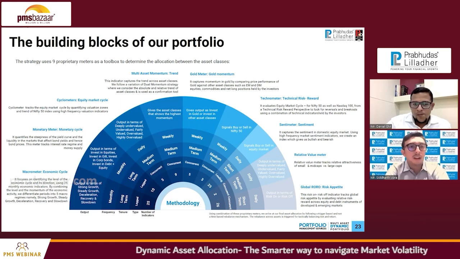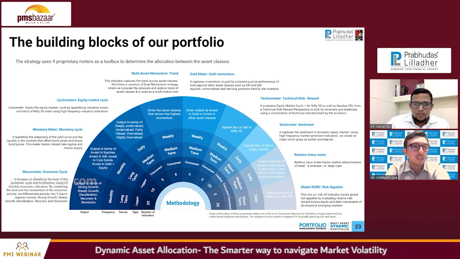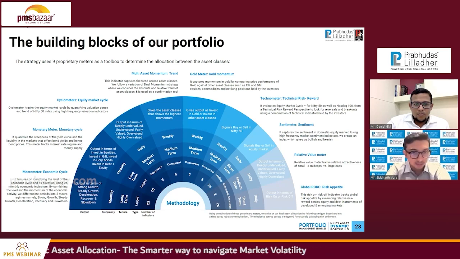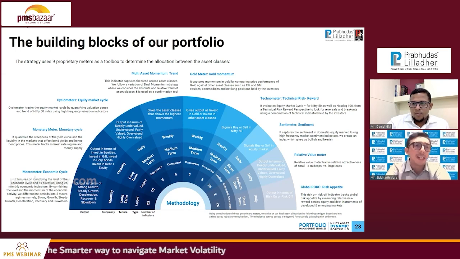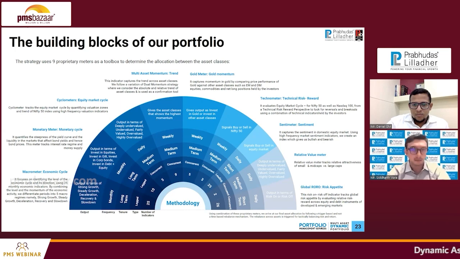Similarly, the third factor and the third tool that we use is the cyclometer, which helps us gauge equity market cycles. And as we all know, we have come from a highly overvalued market cycle into an overvalued or fairly valued kind of zone as of now. But we believe the way markets and economies are evolving, the valuations are still not comfortable. And therefore, we are cautious.